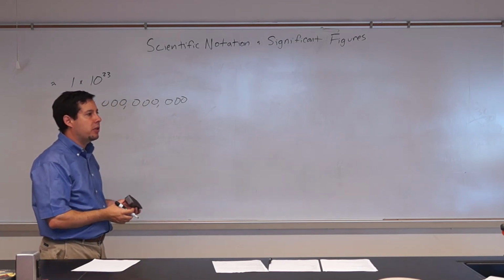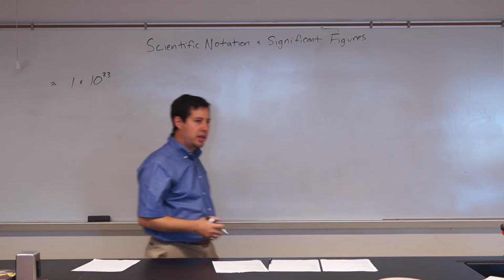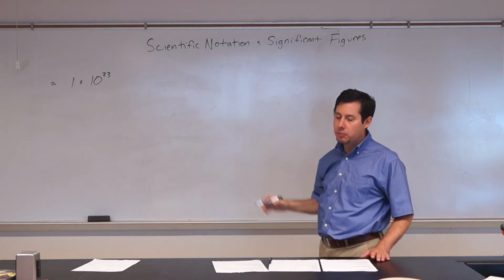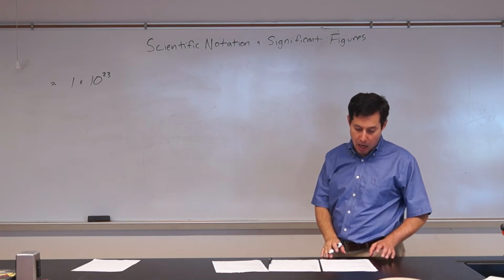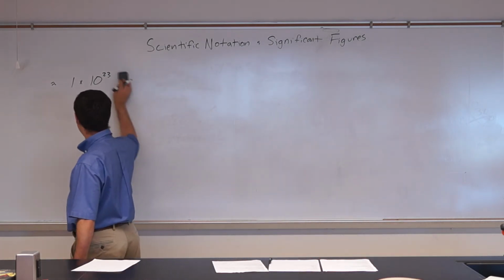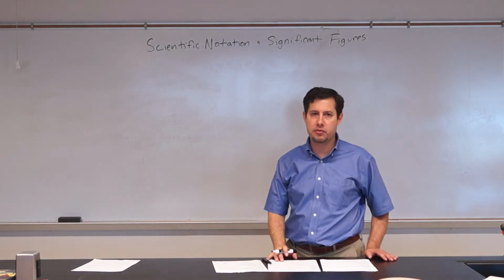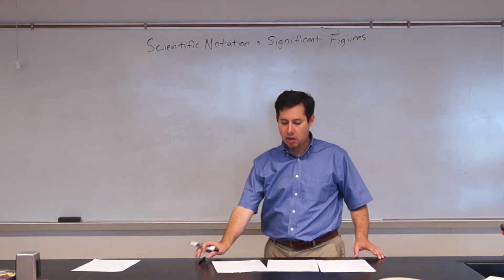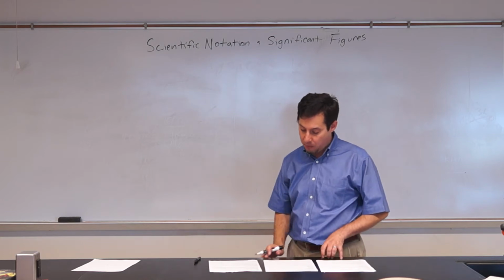It's also good for really small numbers when we're working on the atomic scale, for example, because otherwise you have a 0.000000, and those numbers are hard to work with. So we use scientific notation. Hopefully you're familiar with it from math classes, and I encourage you to brush up on it in the textbook as well. So this is just a quick overview of scientific notation.